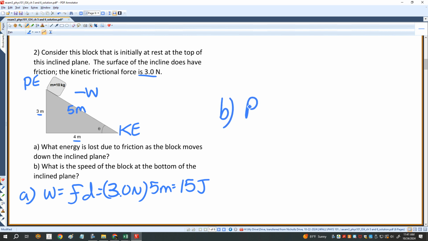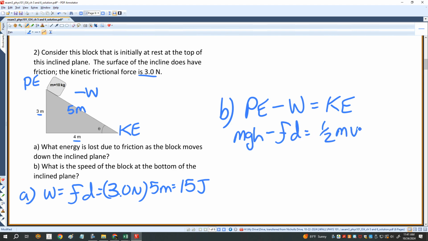So I would start and say the potential energy minus the work that's done by friction is going to equal the kinetic energy at the bottom. That's going to be m times g times h. The mass is 10 kilograms. G is 10 meters per second squared, times h is 3 meters. That's this distance. Minus the force of friction is 3 newtons, or I could just put in the 15 there. The distance over which that force acts.